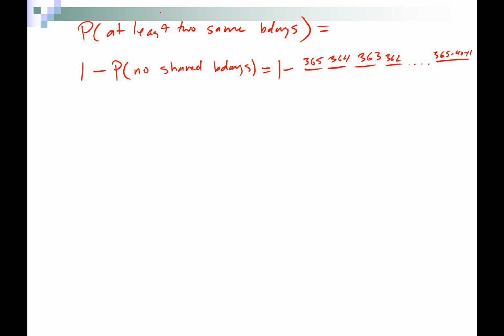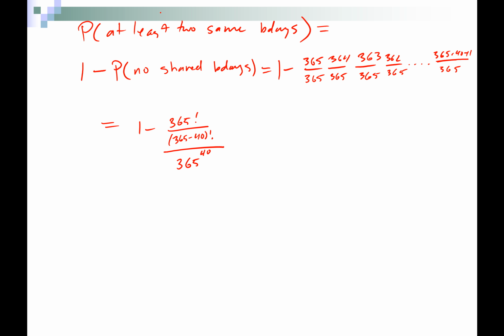How do I turn it into a probability? I divide by something. What do I divide by? The number of days that the first person can be born on without restriction, which is 365. The second person, if there's no restriction, can be born on 365 days. 365, 365, 365. So this turns out to be 1 minus 365 factorial divided by 365 minus 40 factorial, all raised to the 365 to the 40th power.